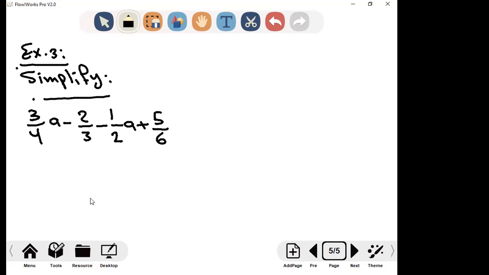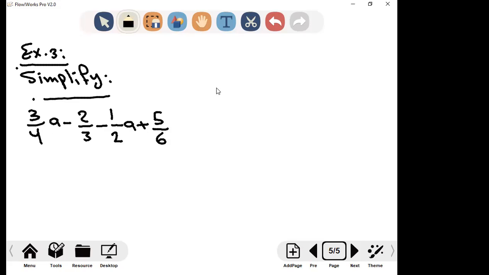First step, I need to search about the like terms. Where are the like terms? 3 over 4a with negative 1 over 2a. These are like, right? And the two fractions, negative 2 over 3 and plus 5 over 6. So I will combine the two like terms here together and the two like terms here together, right?